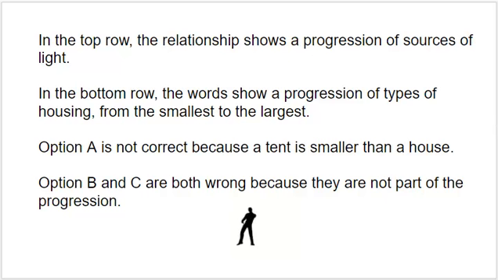In the top row, the relationship shows a progression of sources of light. In the bottom row, the words show a progression of types of housing, from the smallest to the largest. Option A is not correct because a tent is smaller than a house. Option B and C are both wrong because they are not part of the progression.